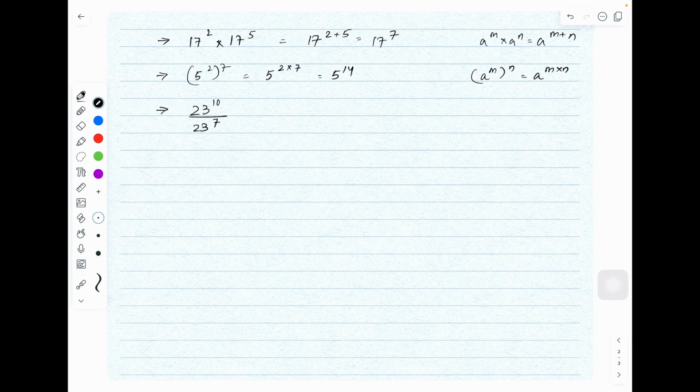Okay, so we know a to the power m by a to the power n, if you write, it is a to the power m minus n. If the base is same but the exponent is different and we are dividing those numbers, we will subtract the exponents. So instead of a we are writing 23, instead of m it is 10, instead of n it is 7. So 23 to the power 10 minus 7 is 23 to the power 3 is the answer.